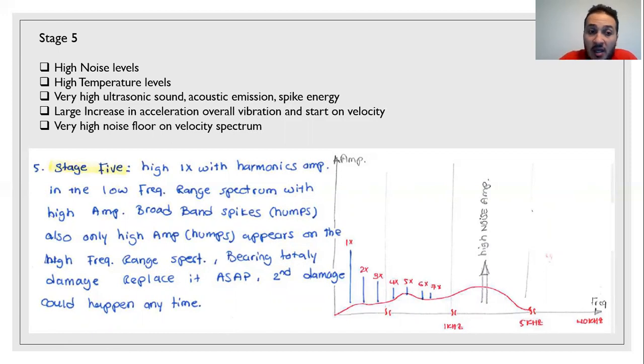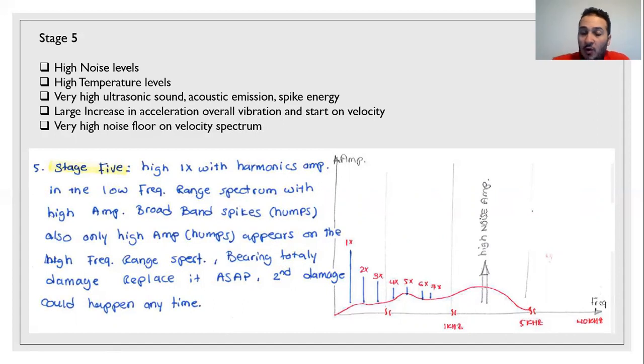And one of the other things, for example, if you see the outer race fault frequency, like 76 hertz, or the inner race 121 hertz, at severe damage to the bearing, these frequencies will change. You might see the inner race frequency 124 instead of 121, or 78, 79 instead of 76. And this is because of the geometrical shape of the bearing, it starts to change because of the effect of the damage to the bearing.